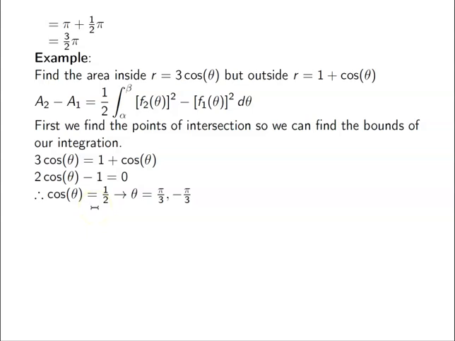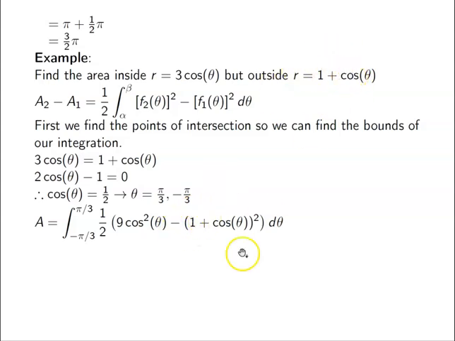But the range for this, for the inverse part, or the domain, I don't remember, is that the angle has to be between negative pi over 2 and pi over 2. So we're staying on the right-hand side of our graph, right, quadrants 1 and 4. So when we put this together, I have negative pi over 3 to pi over 3, 1/2 my first function squared, 3 squared is 9, cosine squared, minus my second function squared.